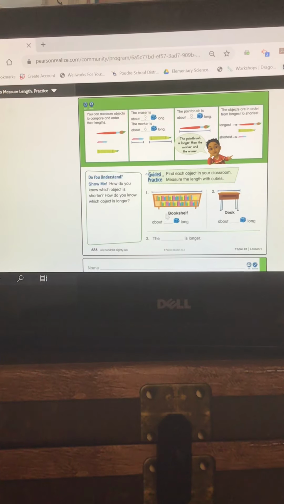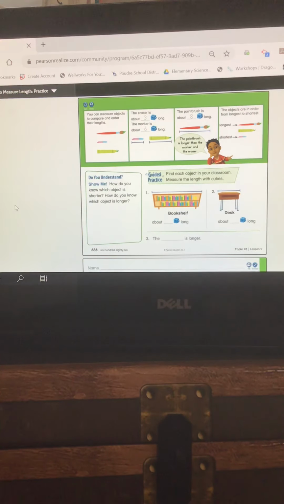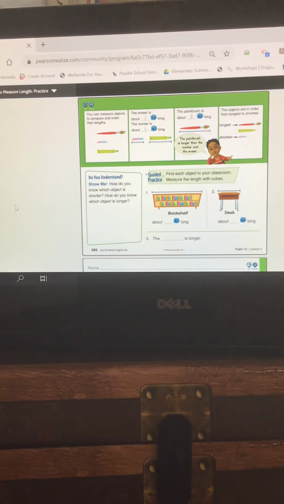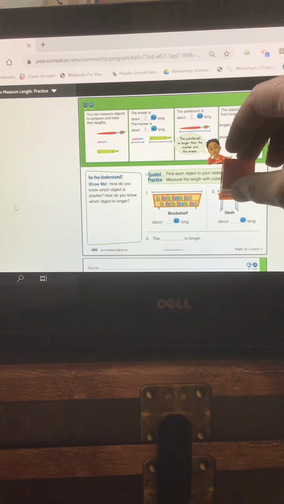So based on what we see in this picture, which one is longer, the bookshelf or the desk? Which one do you think is longer, the bookshelf or the desk? I would say the bookshelf is longer. Because if I even use my cubes, they would be longer than each other. So if I was going to measure this one, the bookshelf is about 2 cubes, while the desk is about 1 cube.